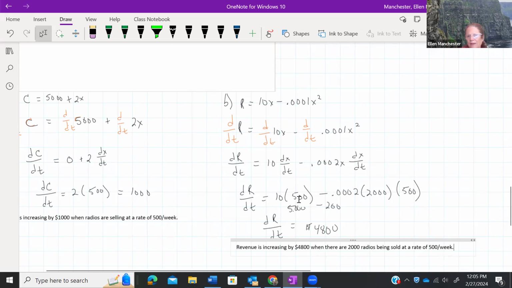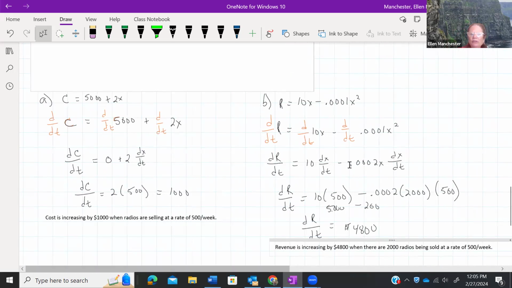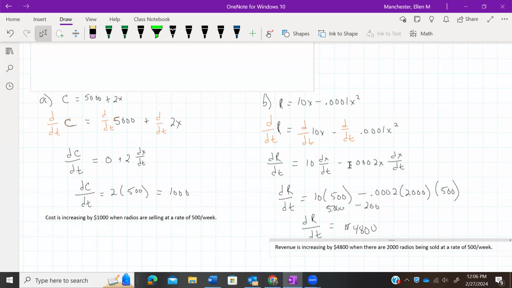Okay. And then the last one, so guess, what do you think your profit is going to be doing? If revenue is increasing by 4,800 and costs are increasing by 1,000, what do you think profit's going to do? Any guesses? What do you think the profit will do? We know the costs, we know the revenue. What do you think profit's going to do?